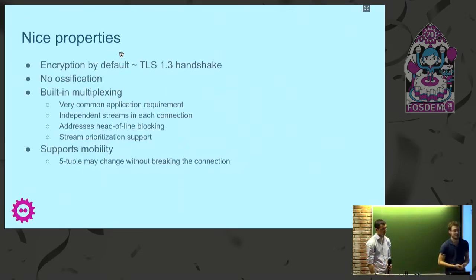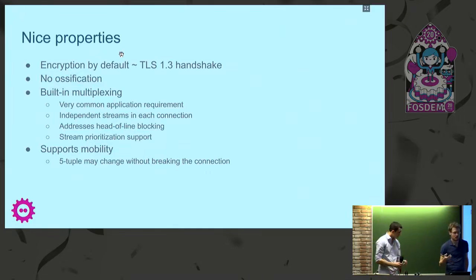So some nice properties it has is that it provides encryption by default, reusing the TLS 1.3 handshake. It's designed so that it prevents ossification in the network. So pretty much every bit of the packet is encrypted and encoded, so that the middle boxes cannot take decisions on the packet path and do things with it.